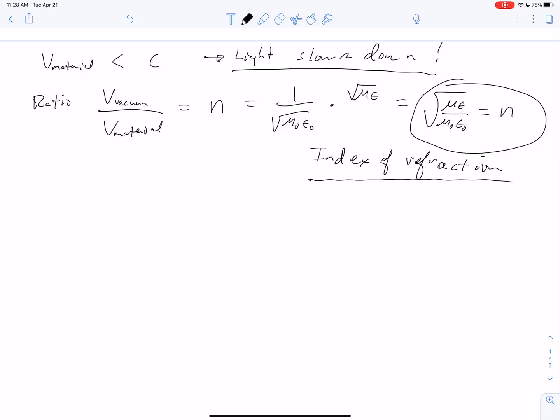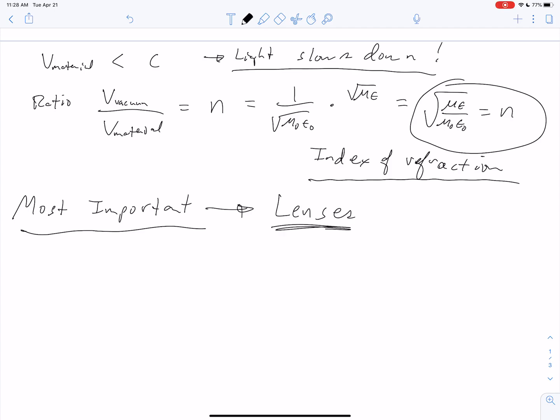This is very important. The fact that the velocity changes has huge consequences, and the most important consequence is that this gives us lenses. So we can use this to focus light. We need that, because otherwise we couldn't take pictures and we couldn't see, or at least a lot of people who wear glasses, like me, can't see without lenses. This change in velocity allows us to focus light, and you will see that in a few minutes.